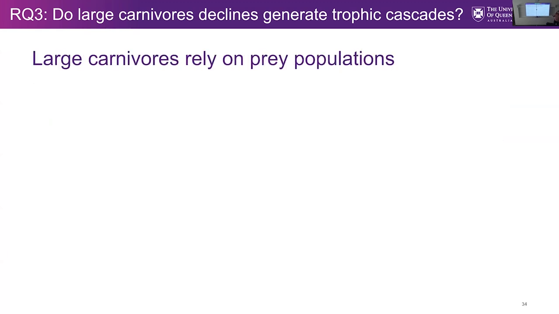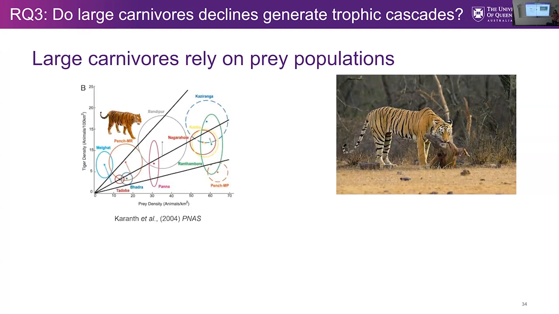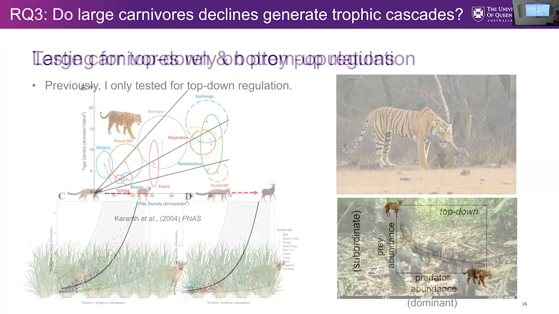So before we can just test for top-down regulation, it's important to acknowledge that large carnivores obviously rely on prey populations. Past research across India's tiger reserves has found that the tiger reserve's prey density is one of the best predictors of tiger density. However, in a tropical rainforest, prey often occur at very low densities and are very cryptic in these complex habitats. So we need to acknowledge this top-down suppression and bottom-up limitations at the same time.